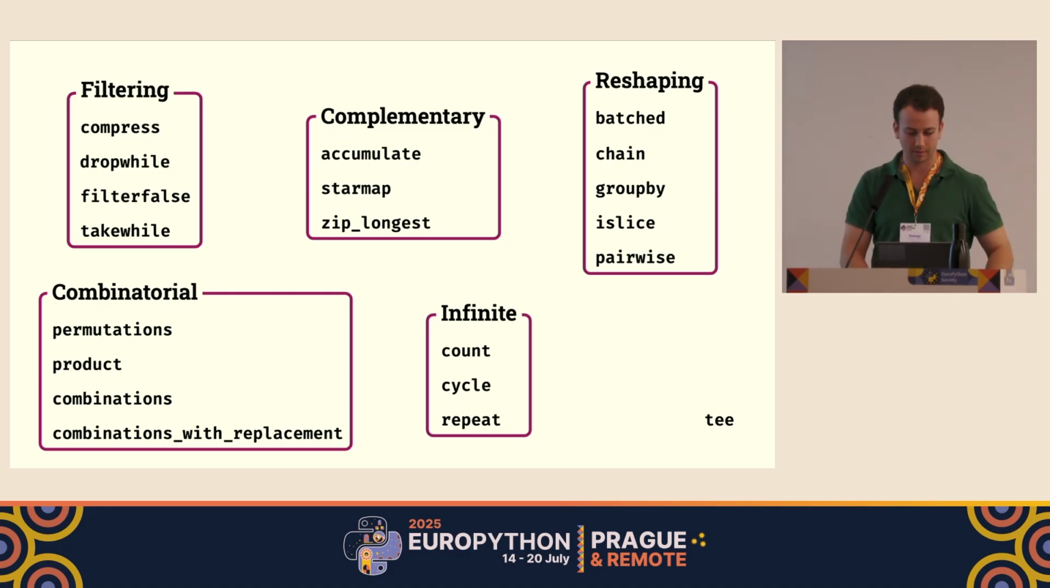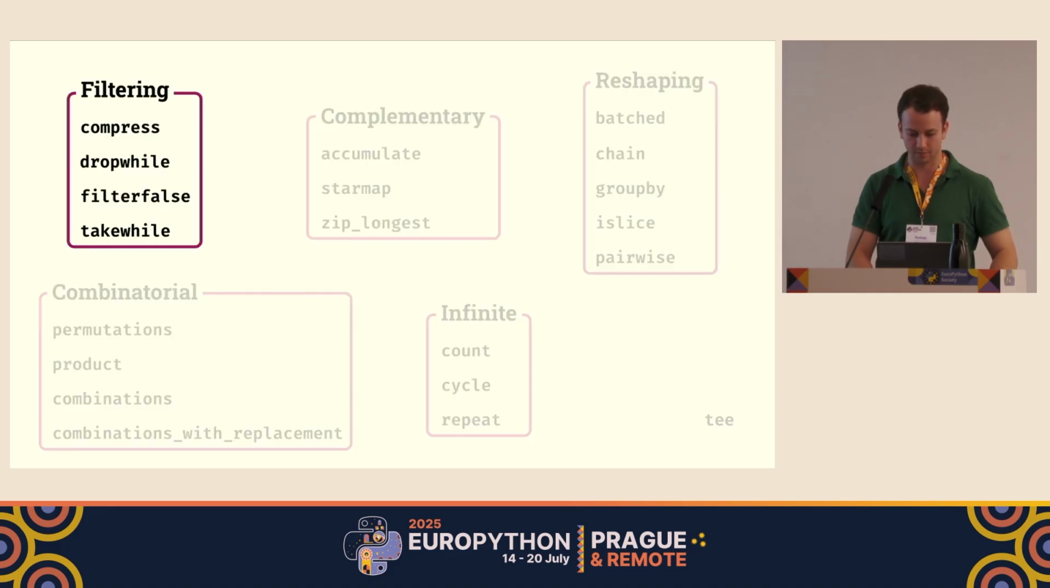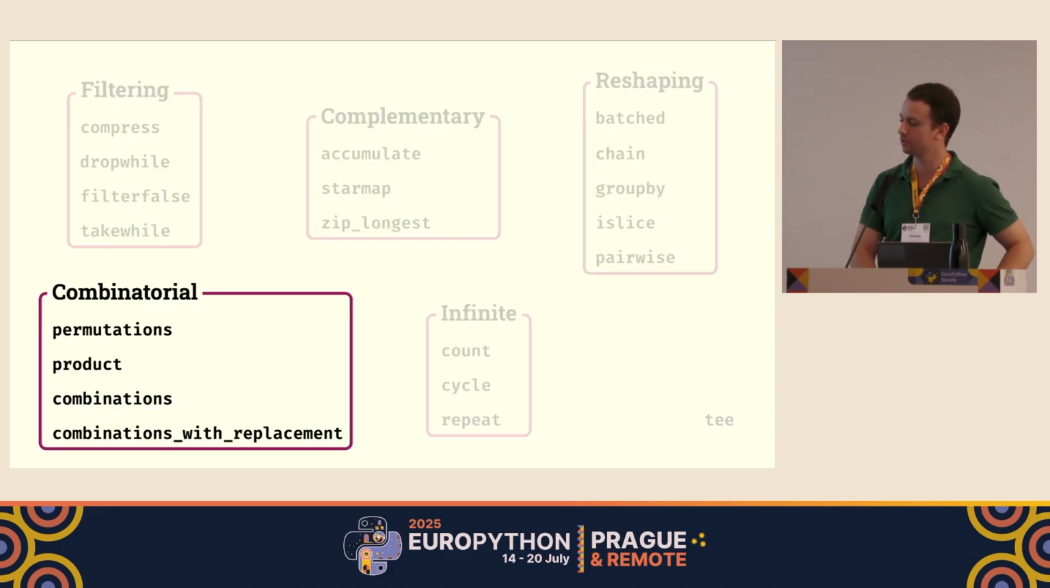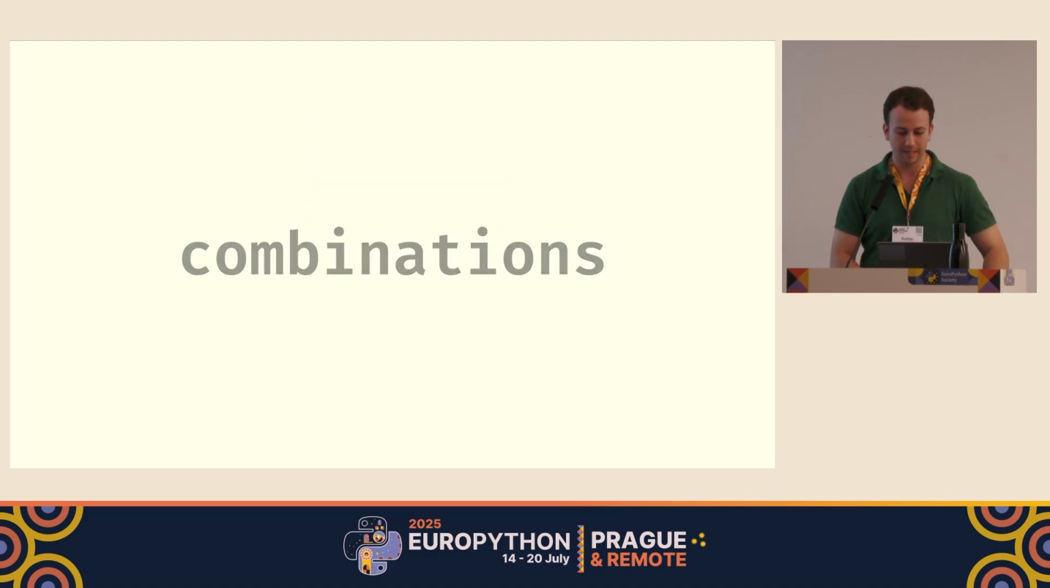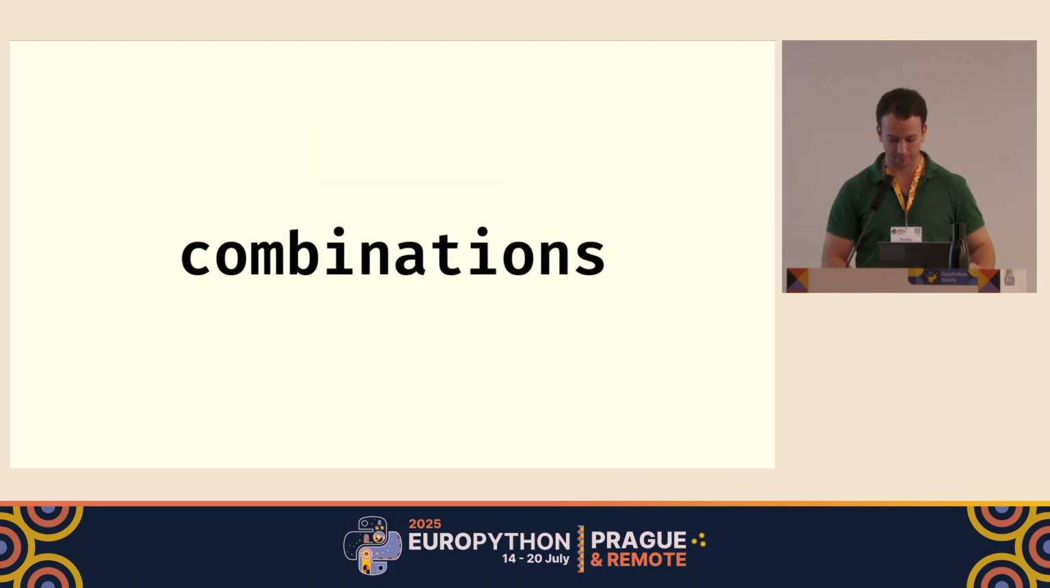Great. Let's move on. I'm going to fast forward again. Sorry. 1, 2, 3, 4, 5, 6. So combinatorial iterables. Let's start with combinations because why not?